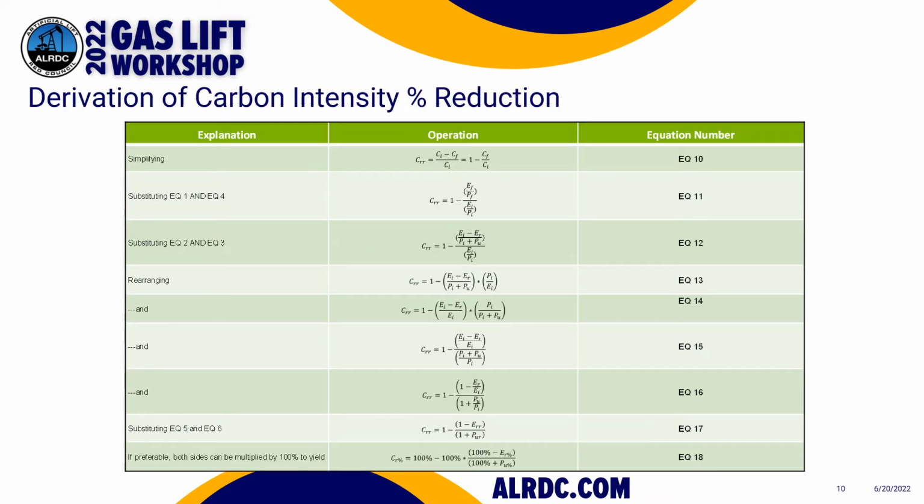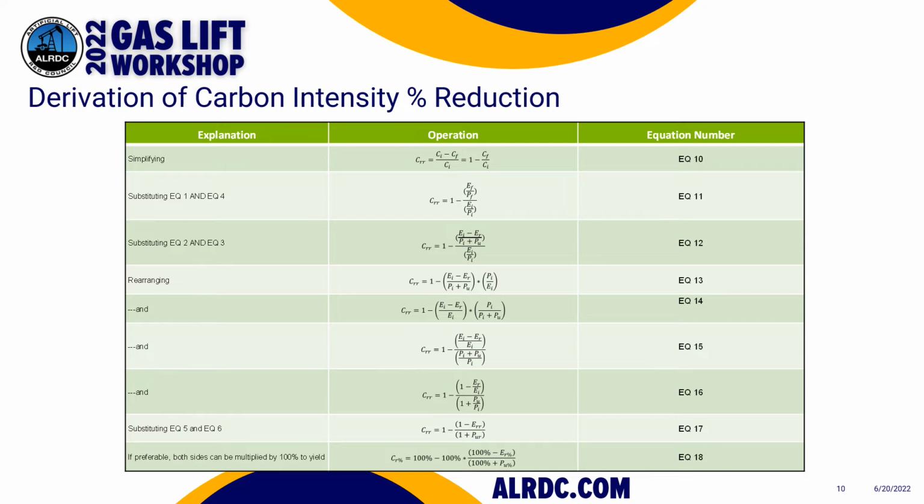Here's a derivation. What this does is it's the derivation of the percent reduction in carbon intensity. It's all just basic algebra. Forgive me if I called some of the steps in this derivation the wrong thing. I'm not a math scientist. I'm more of a mechanic than anything.